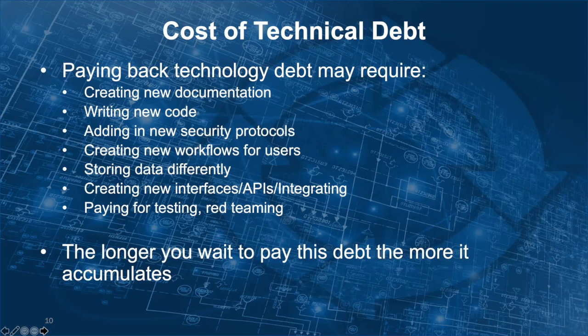The technology debt may also require things far beyond just technical solutions. For example, creating new workflows for users, not just the technical team. It may also require storing data differently. Entirely new data architectures, including hardware, may be required to mitigate technology debt. In many cases, when we're talking about an acquisition to be merged into a company, it may require a lot of additional coding, including the creation of interfaces to integrate the technology into the existing suite. Technology debt also includes the cost of paying for testing, including red teaming and security testing.